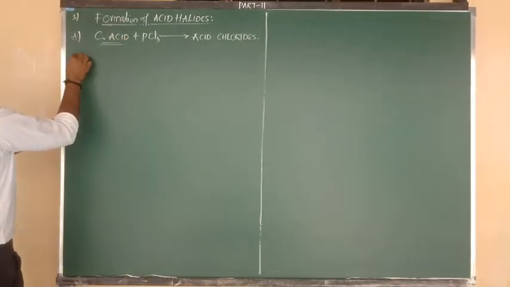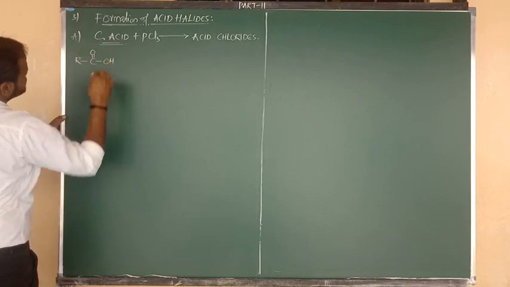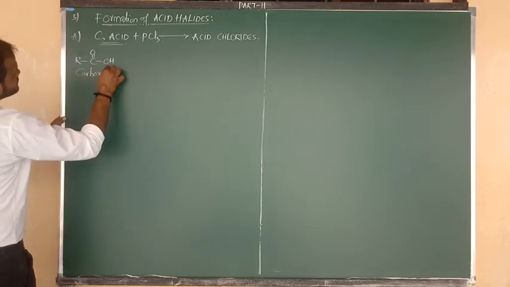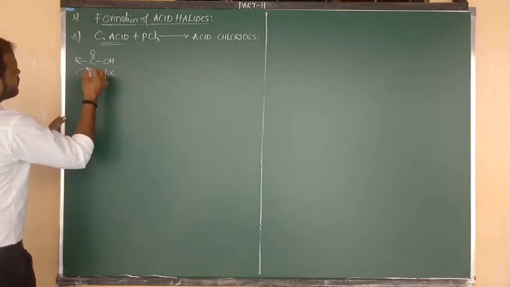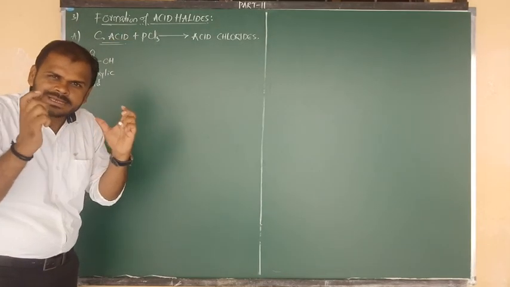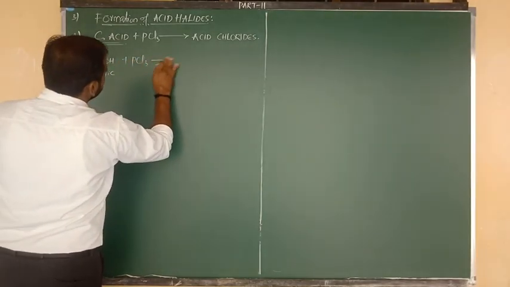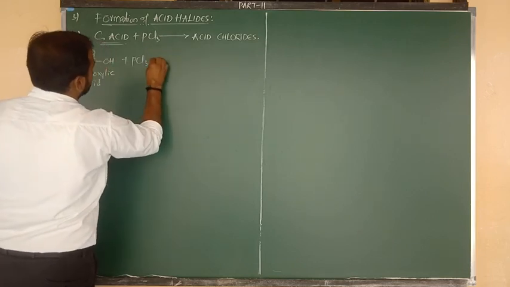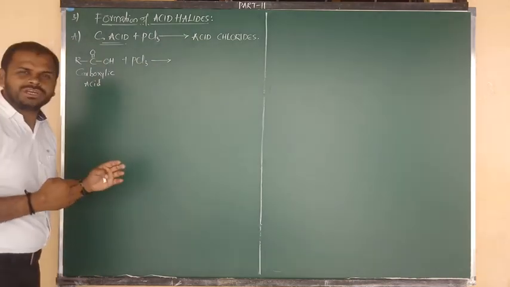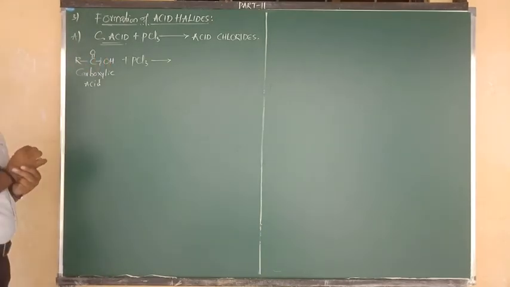What is the general formula of carboxylic acids? R bonded to C, C double bond O, bonded to OH. The name of this compound is carboxylic acid. When it reacts with PCl3, phosphorus trichloride, here I am considering phosphorus trichloride. If you want, you can write phosphorus tribromide. Which type of reaction is this? It is a reaction due to cleavage of the C–O bond, carbon to oxygen.